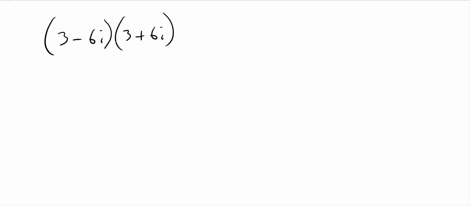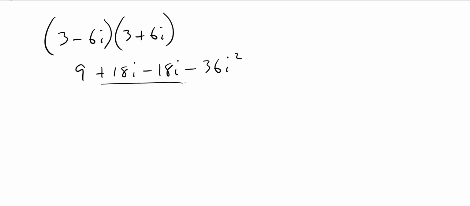So first is 3 times 3 is 9. Outer is plus 18i, pardon me. Inside is minus 18i. And last is minus 36i squared. Okay, 6 times 6 is 36, and then i squared. So these cancel out, which is kind of nice.